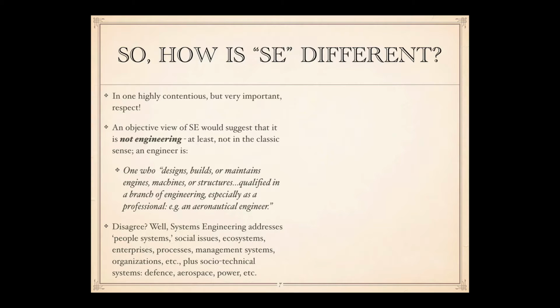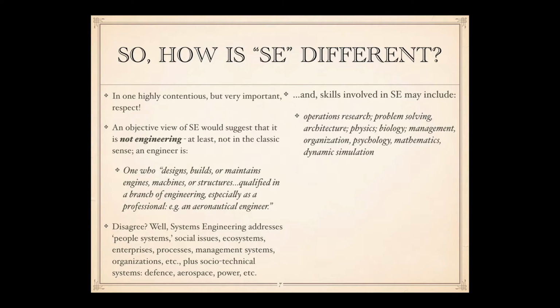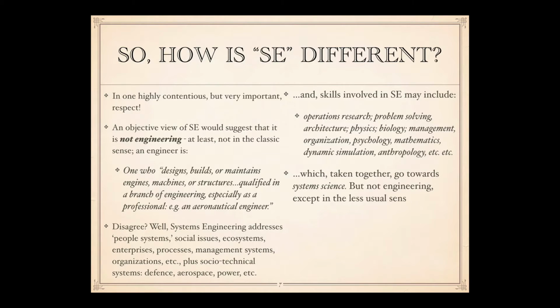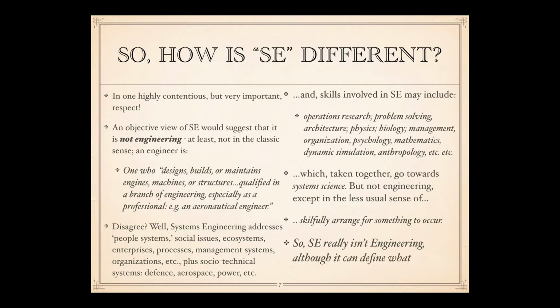You disagree? Well, systems engineering addresses people systems, social issues, ecosystems, enterprises, processes, management systems, organisations, etc., plus socio-technical systems, defence, aerospace and power. And the skills involved in systems engineering may include operations research, problem solving, architecture, physics, biology, management, organisation, psychology, mathematics, dynamics and simulation and anthropology, which taken together go towards system science, but not really engineering, except in the less usual sense of the term. Skillfully arrange for something to occur, as in to engineer a situation. So systems engineering really isn't engineering, although it can define what needs to be engineered and what does not.